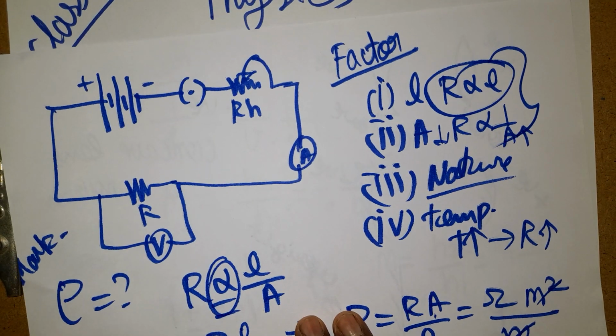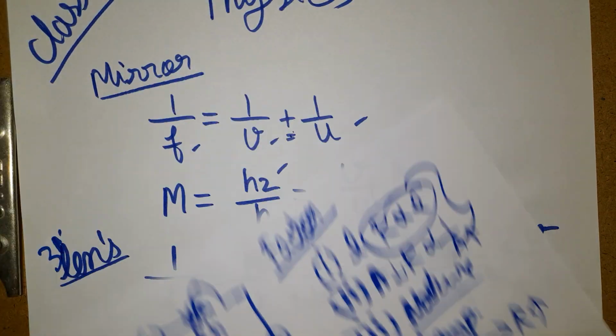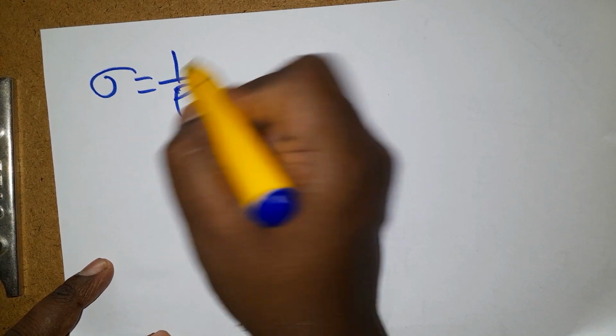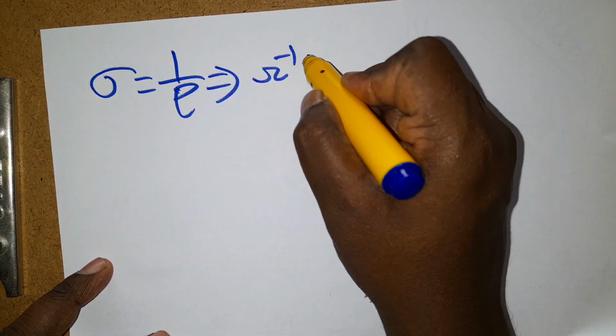The next one, conductivity. What is the conductivity unit? Conductivity is inversely proportional to the resistivity. So you will get ohm inverse meter inverse.